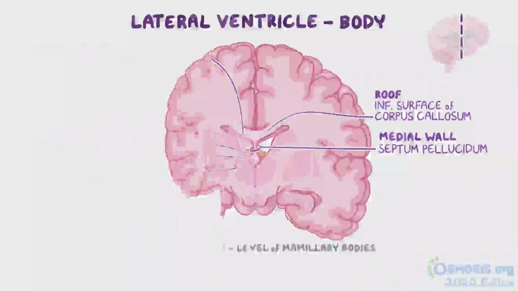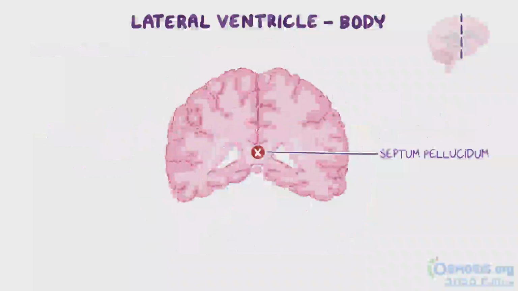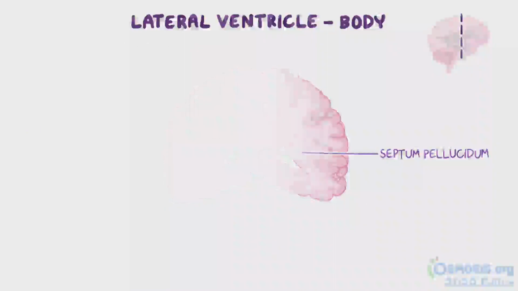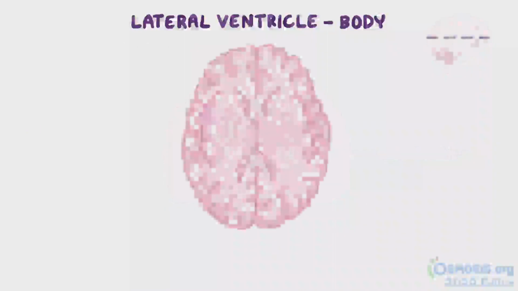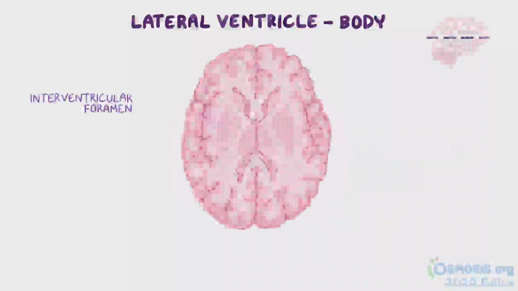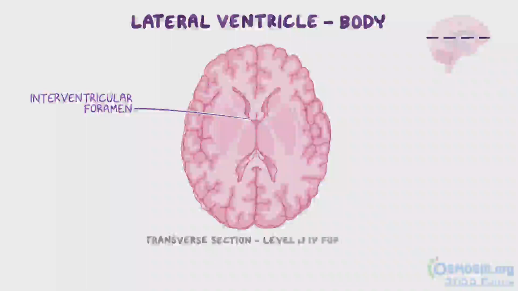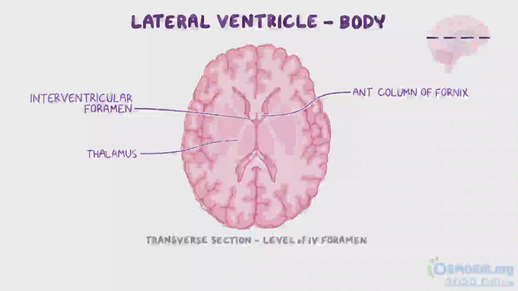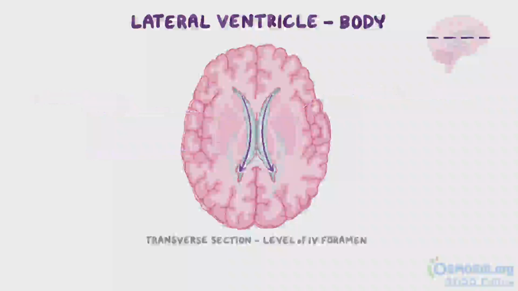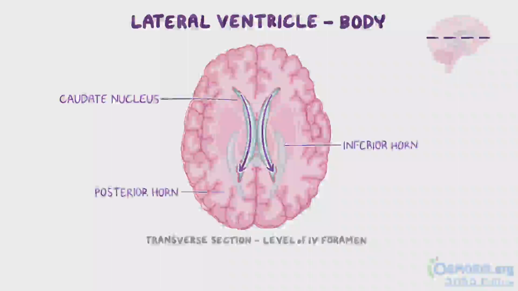On more caudal coronal sections, the septum pellucidum slowly disappears as the corpus callosum and fornix come closer together. Rostrally, the body connects to the interventricular foramina, which can be seen on a transverse section of the brain. Each interventricular foramen is bounded by the anterior column of the fornix rostrally and the anterior aspect of the thalamus caudally. As we follow the body of the lateral ventricle caudally, we see that it stretches along the medial aspect of the body of the caudate nucleus, and eventually becomes continuous with the posterior and inferior horns.